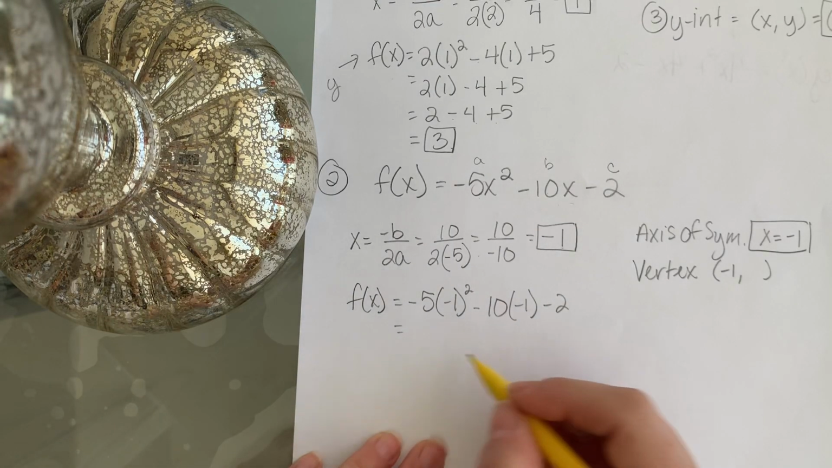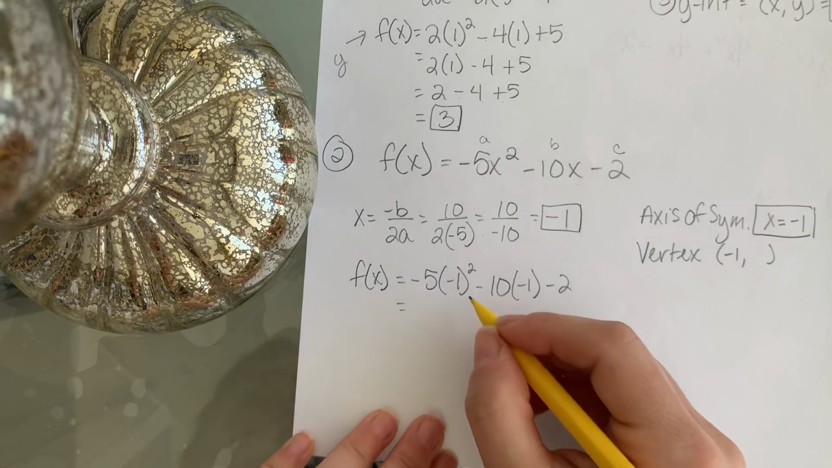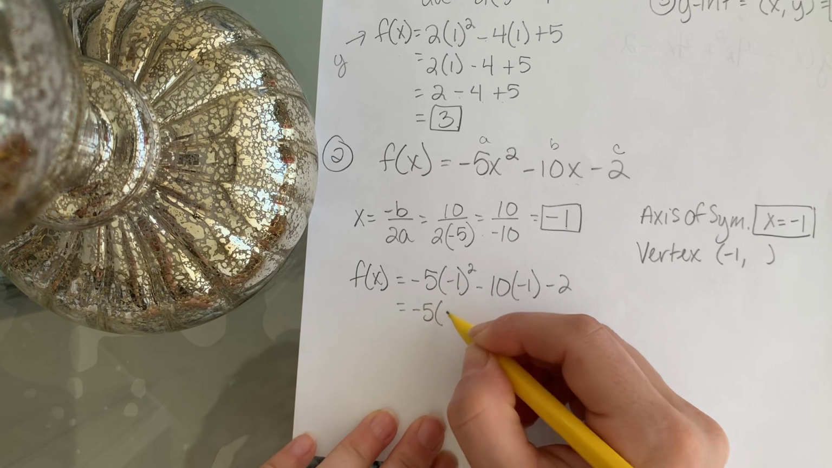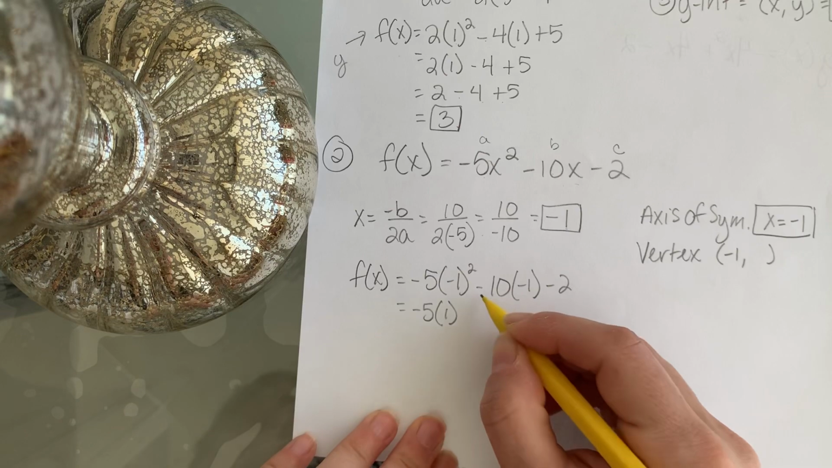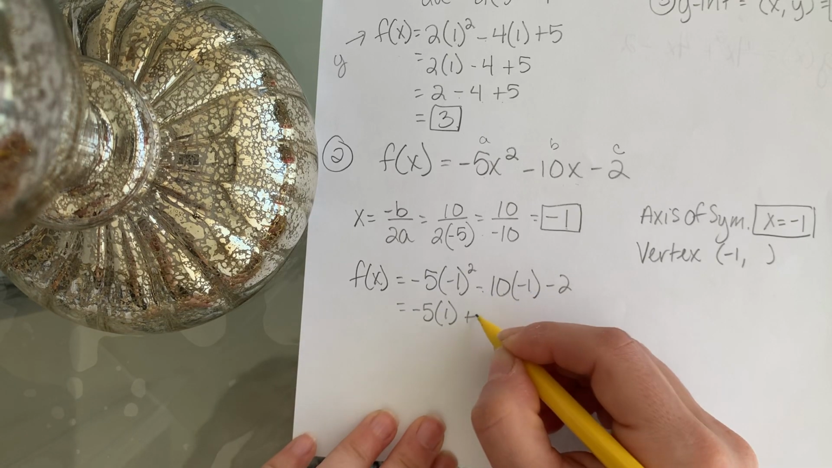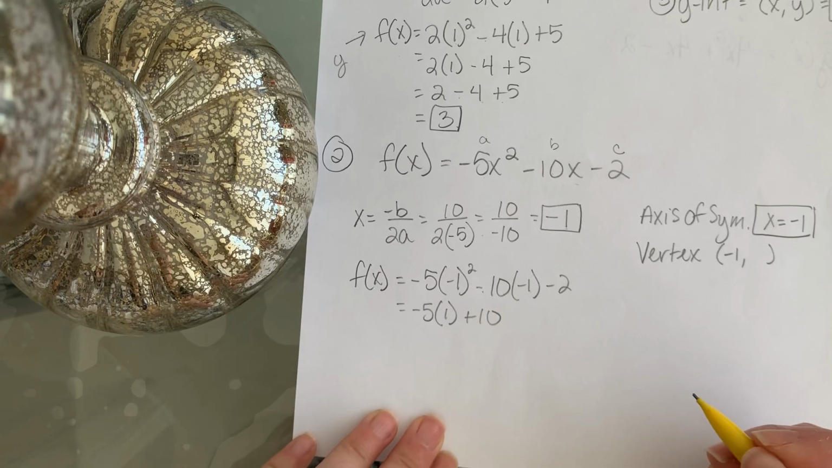So now let's finish solving. Negative 1 squared is positive 1, so we have a negative 5 times 1. Negative 10 times negative 1 is positive 10 now. Two negatives give you a positive.